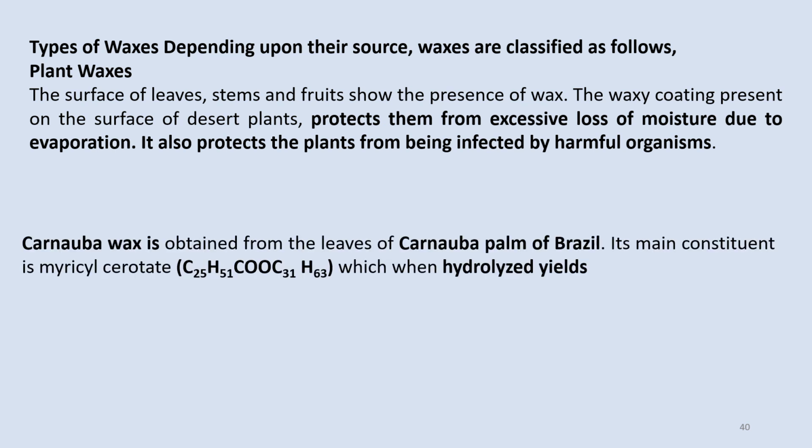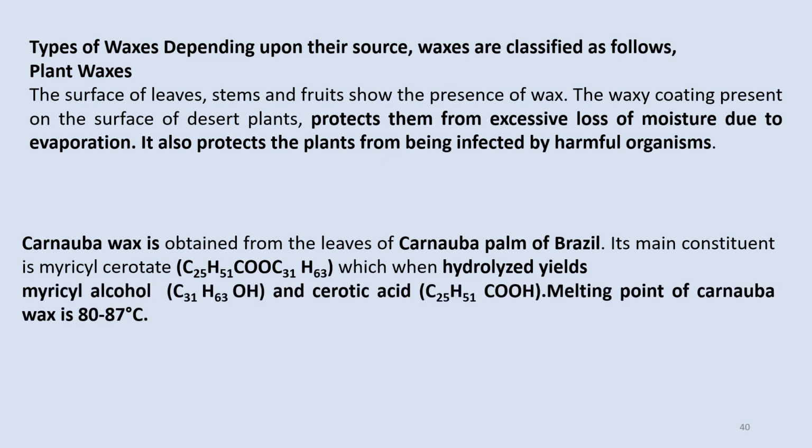An example is carnauba wax, obtained from the leaves of the carnauba palm of Brazil. Its main constituent is myricyl cerotate, with the formula C25H51COOC31H63, which when hydrolyzed yields myricyl alcohol, C31H65OH, and cerotic acid, C25H51COOH. The melting point of carnauba wax is 80 to 87 degrees centigrade.